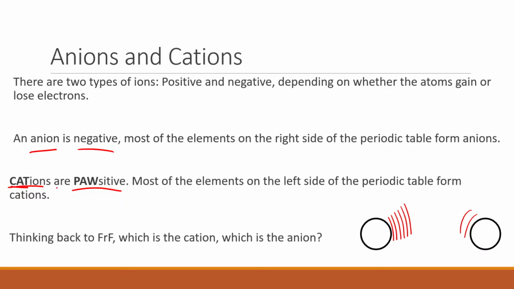If you don't like the cat and paw mnemonic device, you could always remember that the T in cation is like a little positive sign, telling you that cations are positive. But if we take this back and look at our francium and fluorine again, with our missing outer shell here, our full outer shell here, which one of these was the cation and which one of these was the anion? Do you remember what these charges are? Which one is positive and which one is negative?